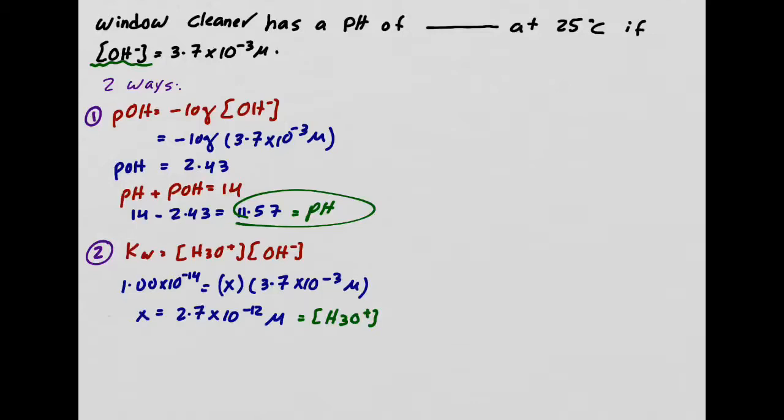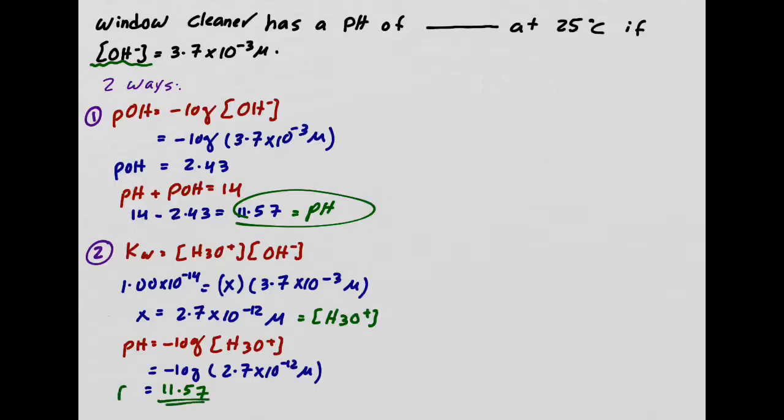Now I'm back in business because I know that to figure out the pH, it is minus log of hydronium concentration. And now I have the hydronium concentration. It would be minus log of 2.7 times 10 to the minus 12 molar. You guys are good so far? Now if you do that, you end up getting the same answer. 11.57 would be the pH. So far so good? Okay.